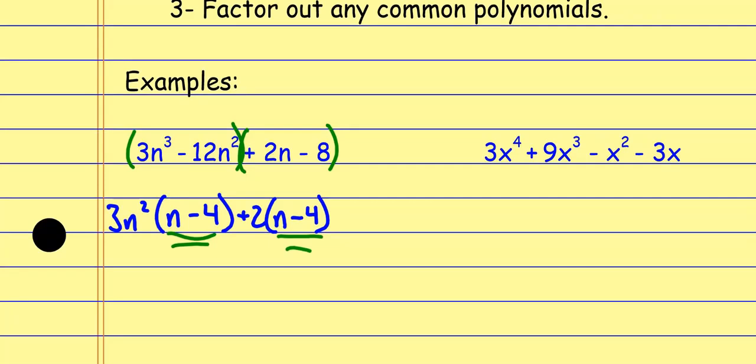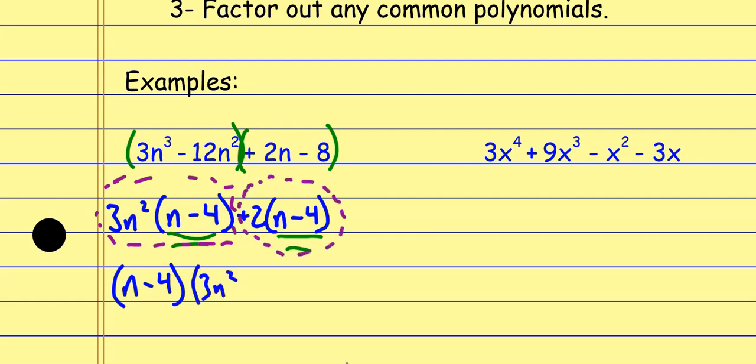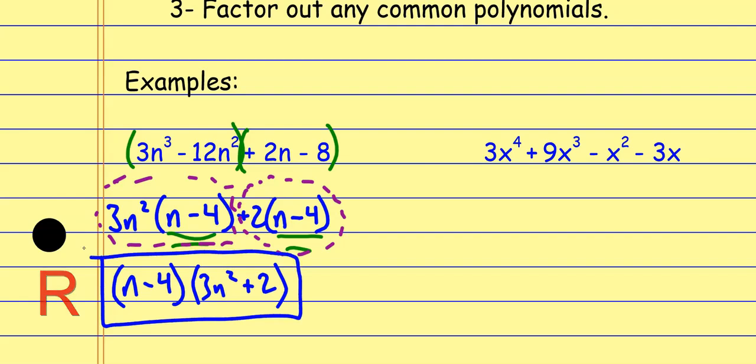So basically, I'm going to take out the n minus 4, and if I were to write the n minus 4 here, think about what would happen if I took the n minus 4 out of this first chunk of stuff. I'd be left with a 3n squared. And if I took the n minus 4 out of this second chunk of stuff, I'd be left with a plus 2. And so that's what happens. I just imagine what would happen if I took away the n minus 4s. I'd be left with a 3n squared plus 2. Those are my two factors, and I have to have parentheses around them because I'm undoing the distributive property from two binomials, okay?